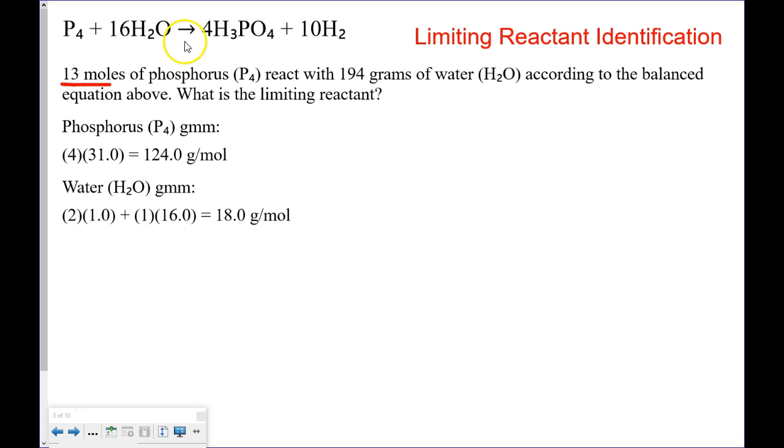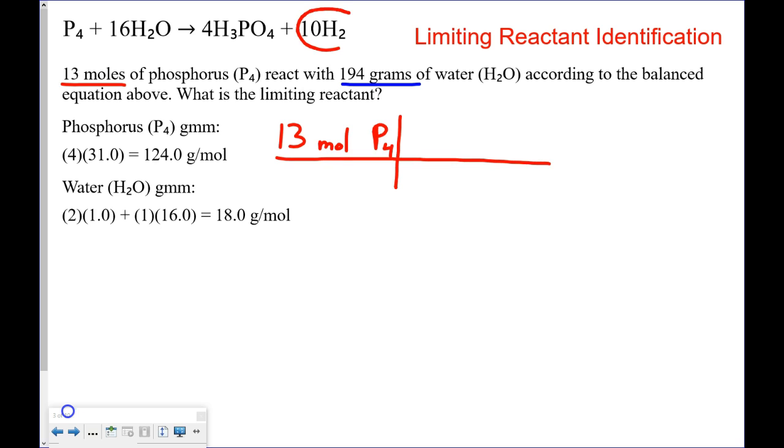Now I'm going to have phosphorus, and water is going to make phosphoric acid and hydrogen gas. Here I'm going to have it mixed because I have moles of one and grams of the other. We'll start with the easier one. I'm just going to do moles of phosphorus. I'm going to use the relationship of 1 mole of phosphorus is going to react with 10 moles of hydrogen.